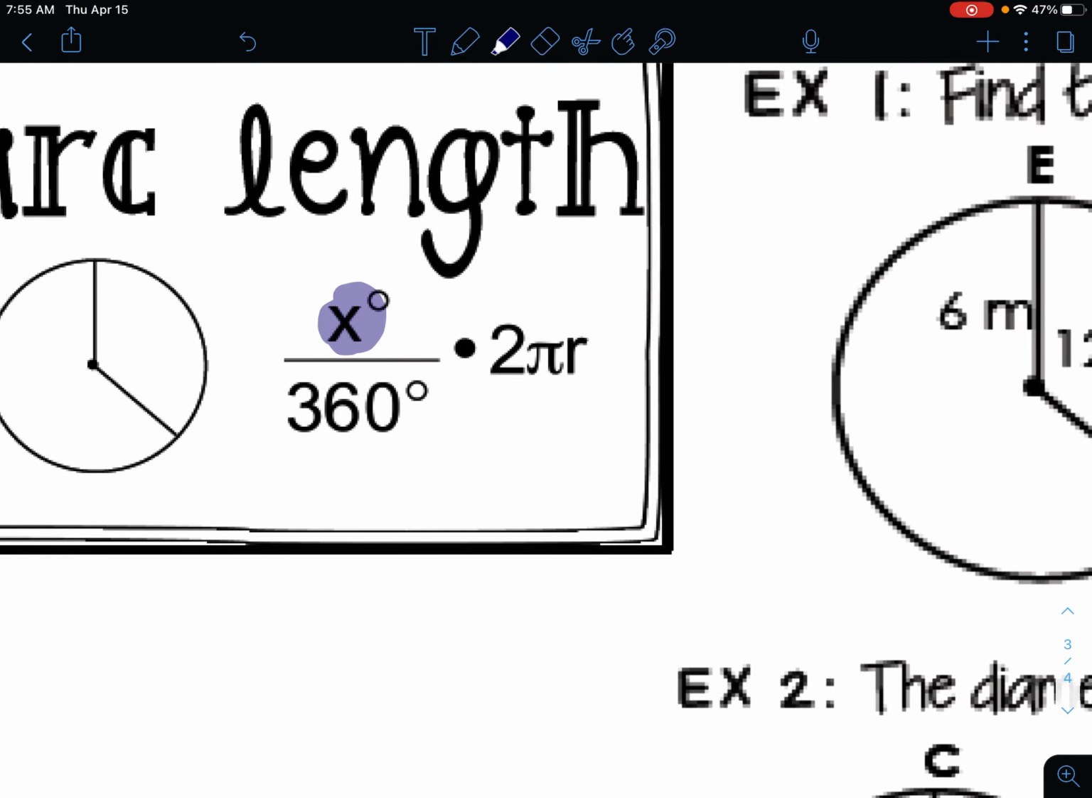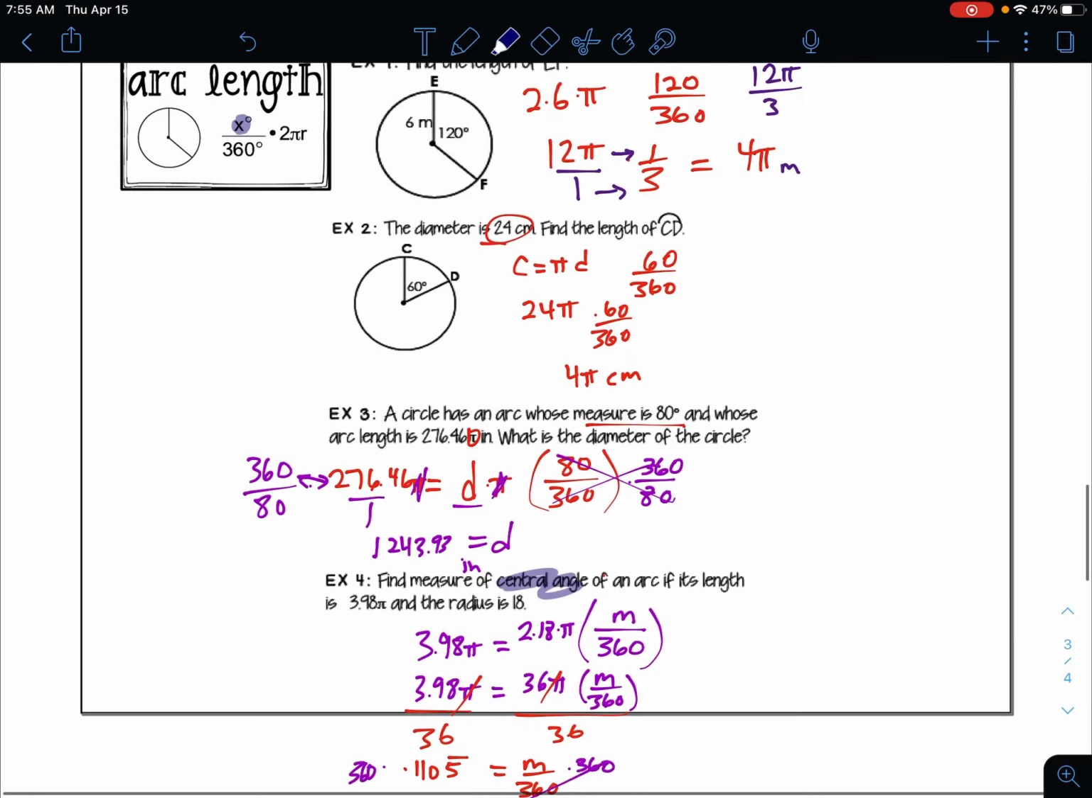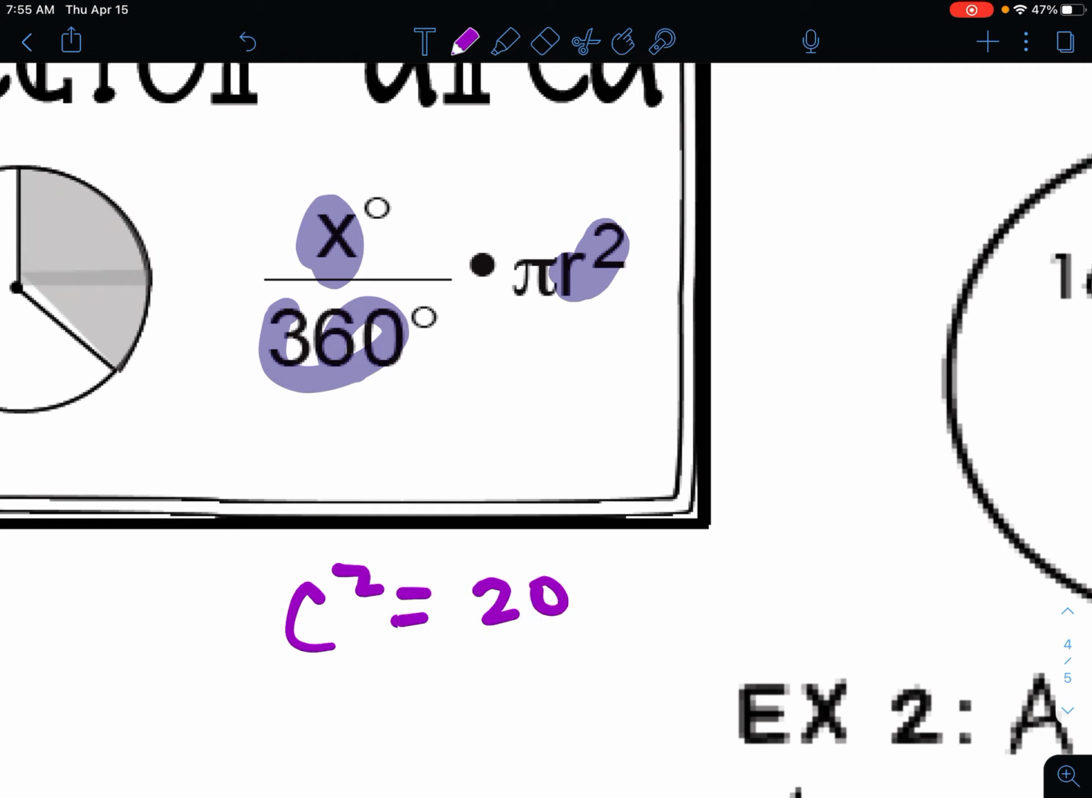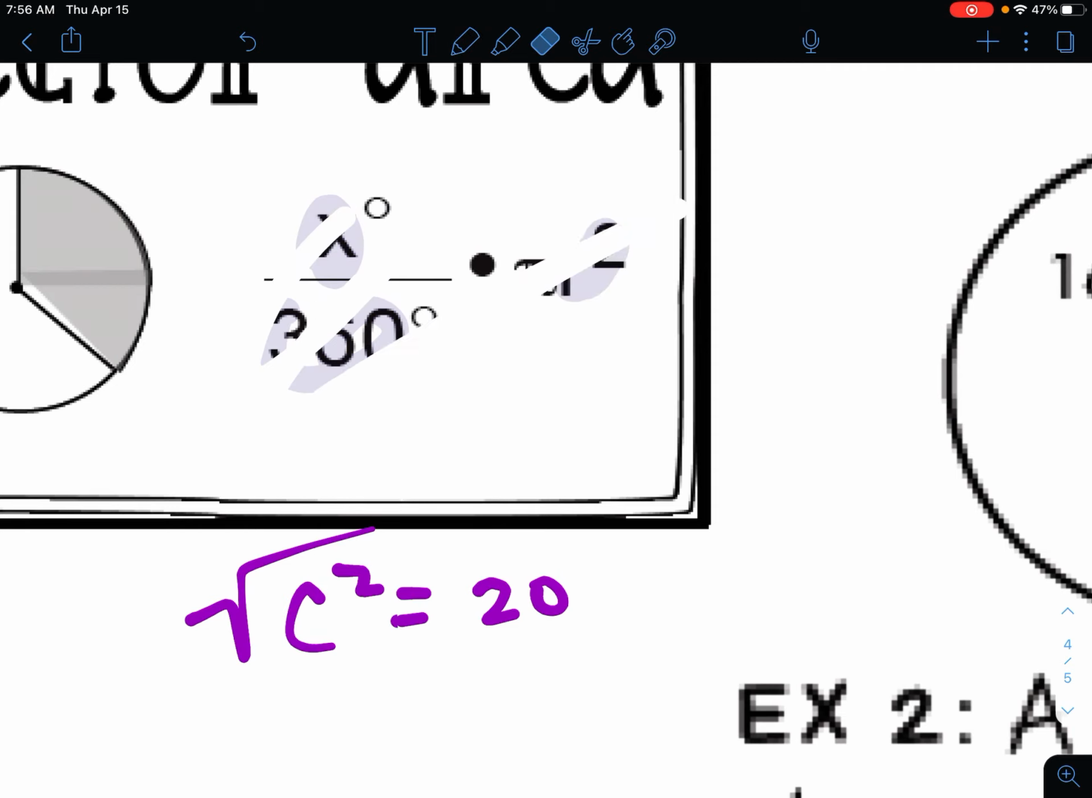When we get to this arc length, we're dividing, multiplying here, and then how do I get rid of the square? Do you remember how to get rid of a square? So when we did the Pythagorean theorem, we had c squared is equal to 20. How do we find that out? We took the square root. Good job. We're going to be doing the same thing if we have to solve for the radius today.